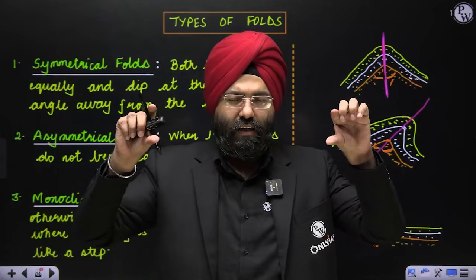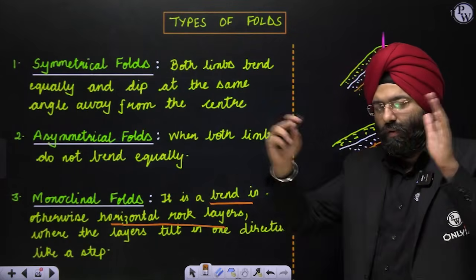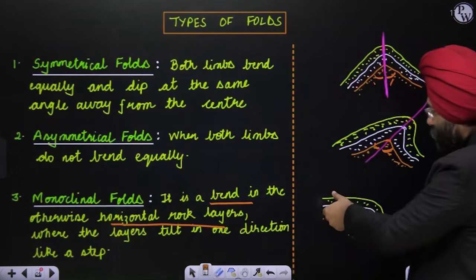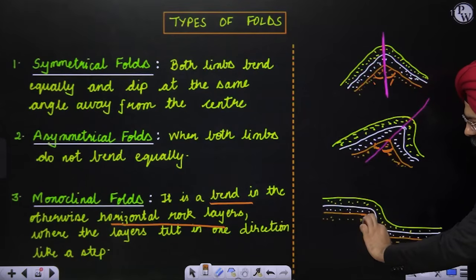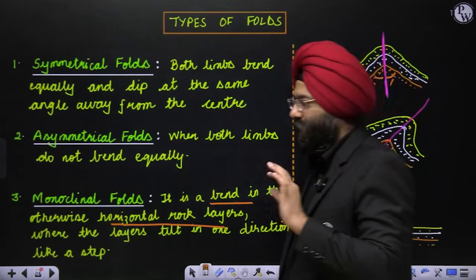Otherwise, what was straight? A simple layer of horizontal rock. Due to the pressure being exerted, it has been modified and bent in such a way that it has formed a step-like structure, with an angle of approximately 90 degrees. That is why this is known as a monoclinal fold.